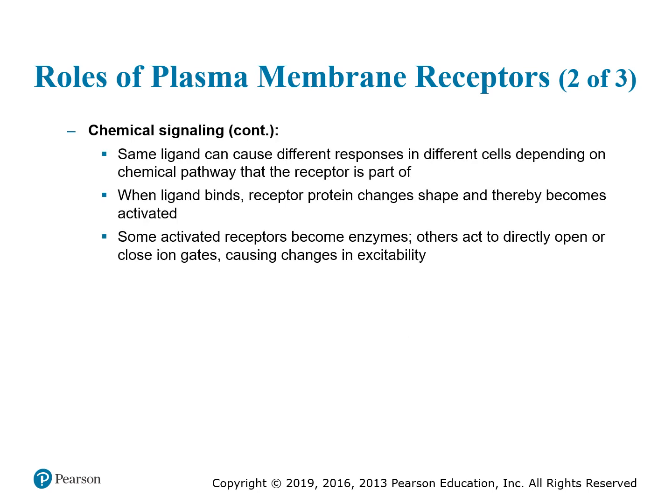So ligands cause different responses in different cells depending on the pathway that that receptor is actually part of. And so this ligand receptor binding is very specific, but it's also doing the same thing. It's changing shape. And when you change shapes, you change functions. And so these activated receptors then are changing their functions and becoming enzymes or opening and closing ion gates. They're causing changes in excitability.